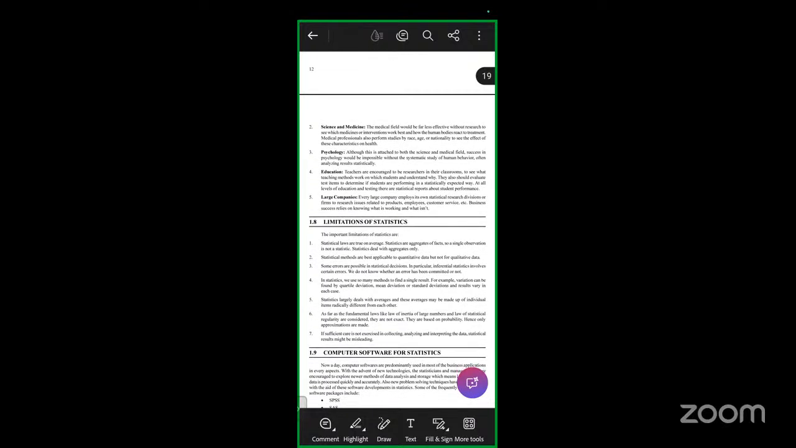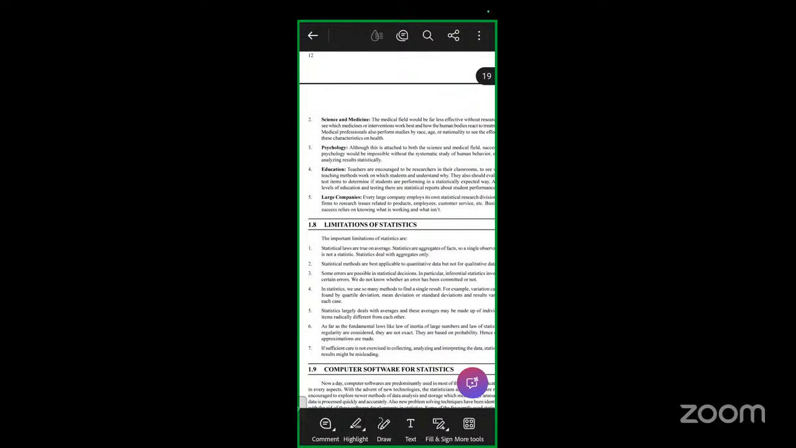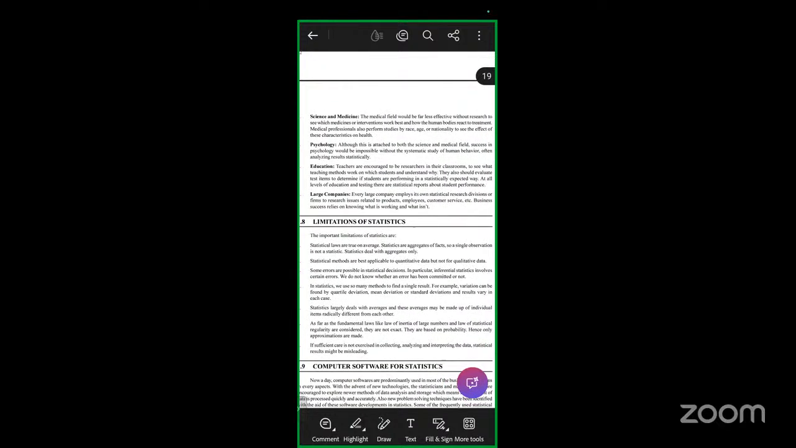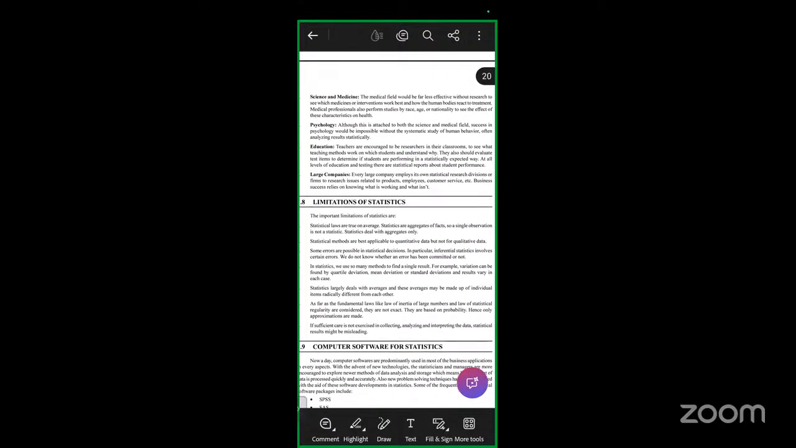In science also they use statistics, as I already said. In medicine, a test of fever can be in numbers, like a test number. Medicine science also uses it. In psychology we also use statistics. Education and large companies also use statistics.